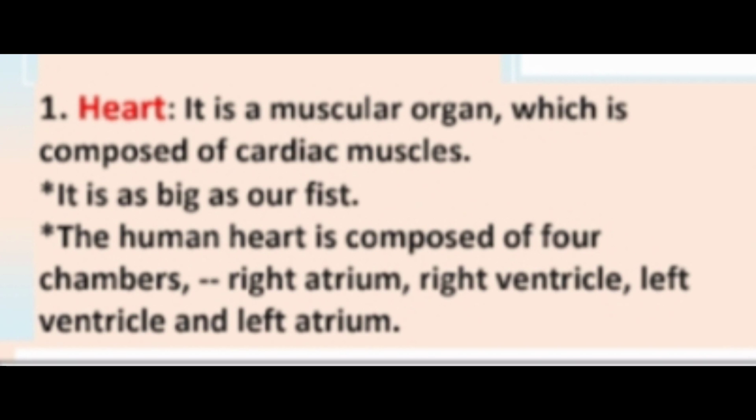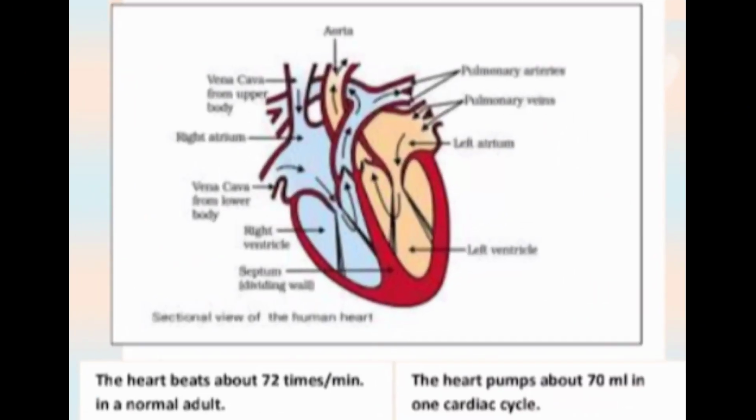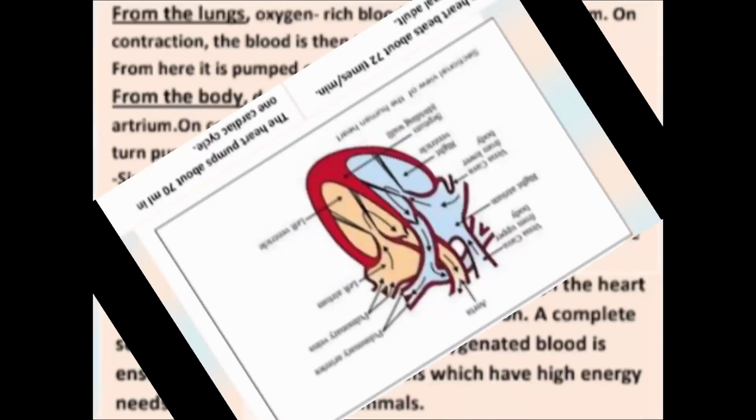The human heart is composed of 4 chambers: right atrium, right ventricle, left ventricle and left atrium. Here you can see different parts of the heart. The heart beats about 72 times per minute in a normal adult. The heart pumps about 70 ml in one cardiac cycle.